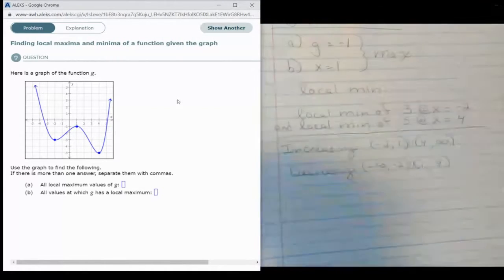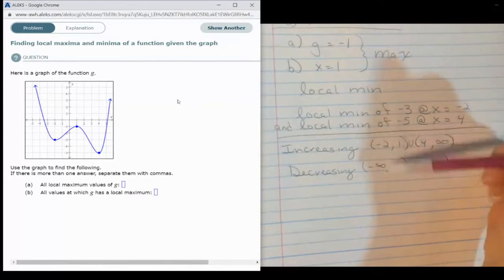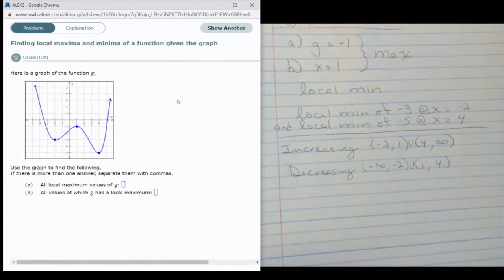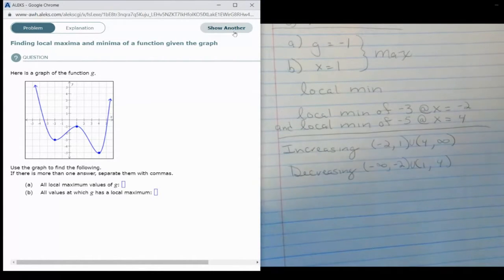Do you need to see another one of min and max, increasing, decreasing? No, I think I understand it. Yeah, it's not too bad once you see it.